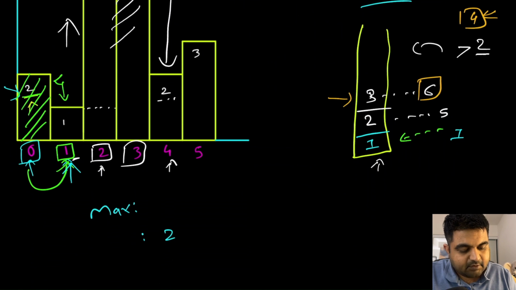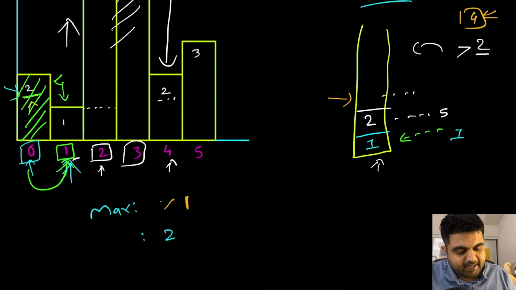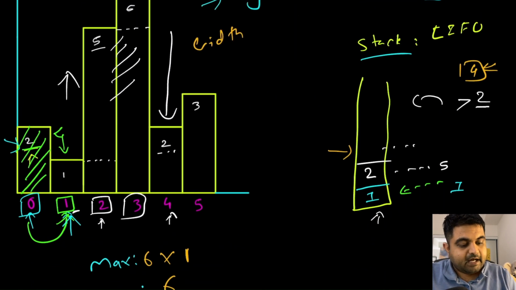If we pop 6 out, this 3 is no longer present. We know that this was relevant for 1 width, which means the width was 1 and the height was 6. So now the maximum rectangle we have been able to find is of size 6, which is greater than the previous maximum we had. So we are going to update that. Okay, now are we done?